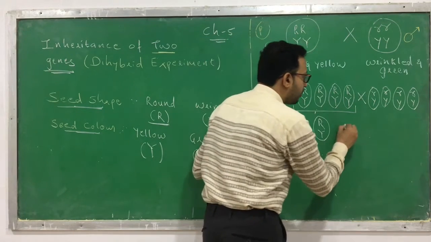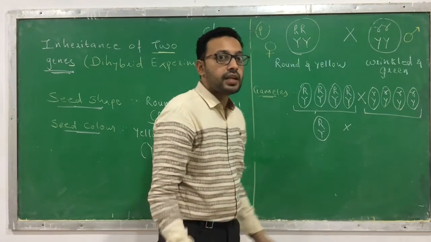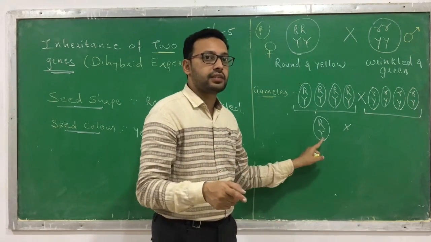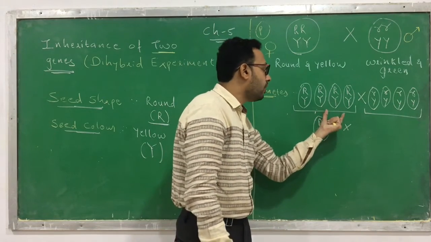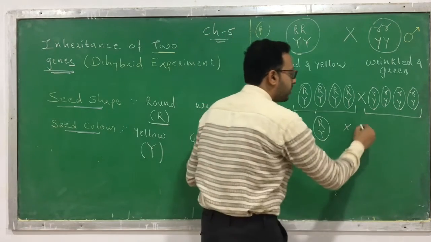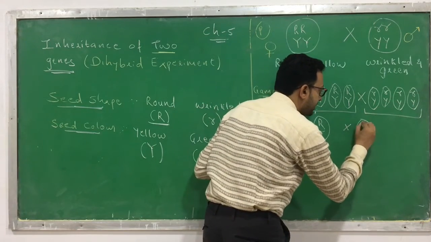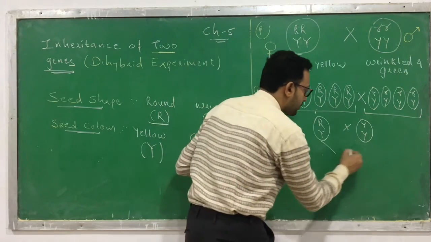Okay, here also all the gametes are same. Here you can see all the gametes are same. If there are different gametes, you cannot do like this. But in the dihybrid experiment, all the gametes here are same. So I am taking just one as a representative. And here also all the gametes are same. So I am taking just a representative. Okay. Now both get fused.